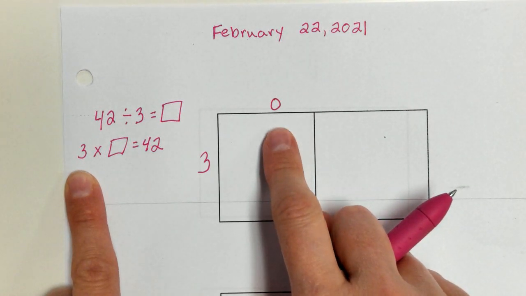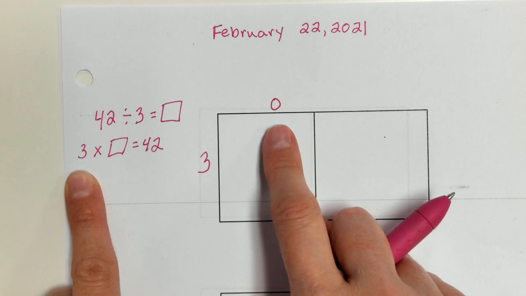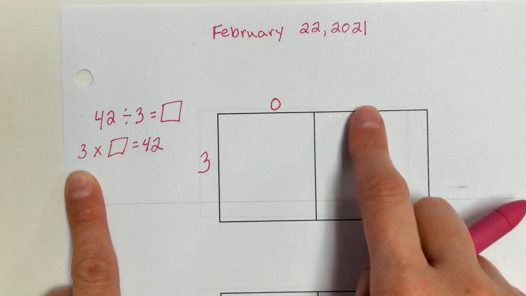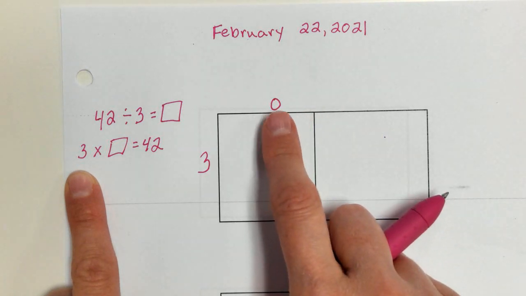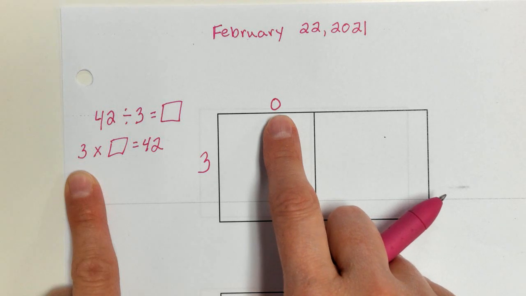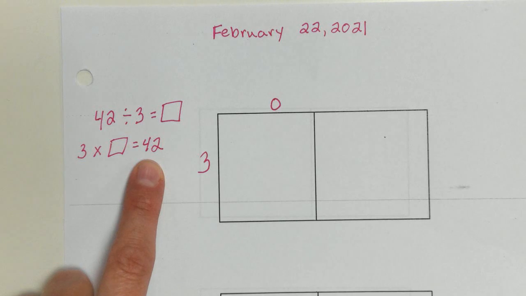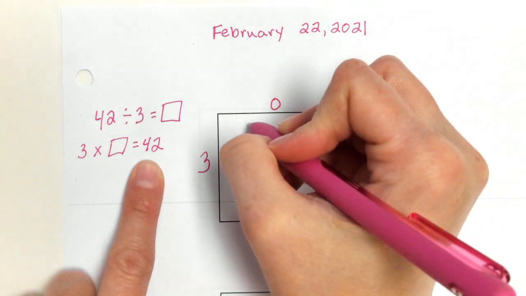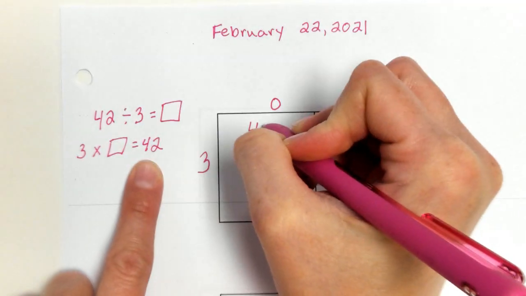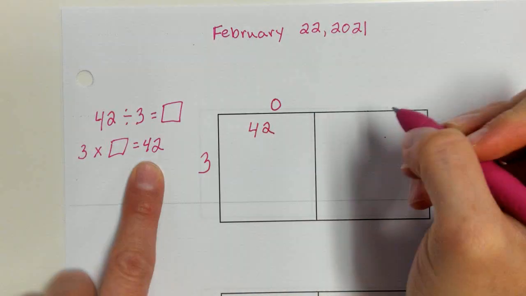That's the tens place. So whatever this number is, because I'm creating a number in expanded form, whatever this number is, it's going to be a tens. All right? Where does my 42 go? It's going to go inside this first box.